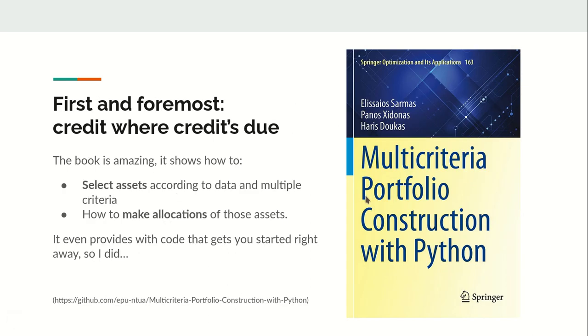The ideas behind these are found in this book, Multi-Criteria Portfolio Construction with Python, which shows you how to select assets and how to make the allocations of those assets according to goals that you want to achieve. For example, lowering the risk or achieve the most profit.